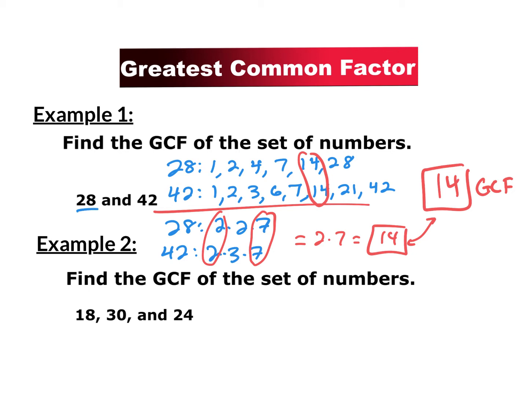So if we take a look at the next one, we got 3 numbers to work with. Let's maybe choose the factor route. I know 1 is a factor, 2 is a factor, it's divisible by 3. It's divisible by 6, it's divisible by 9, and then 18.